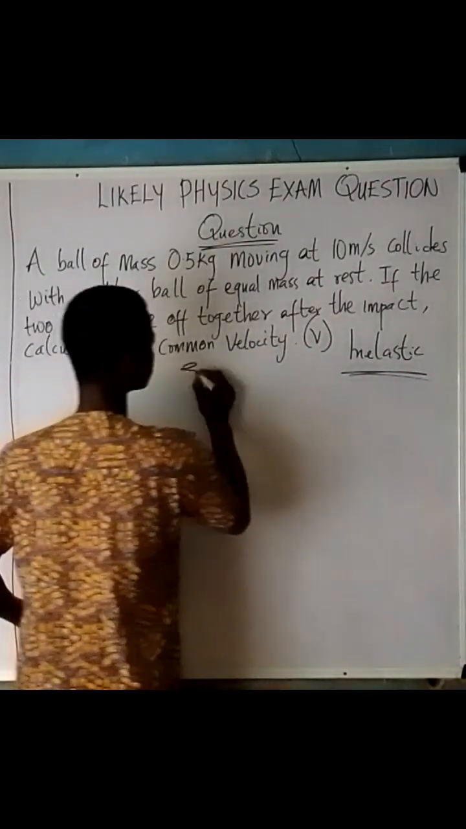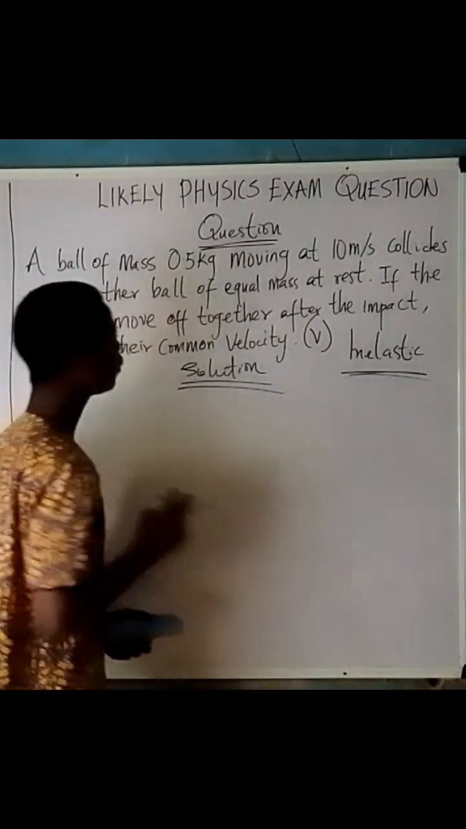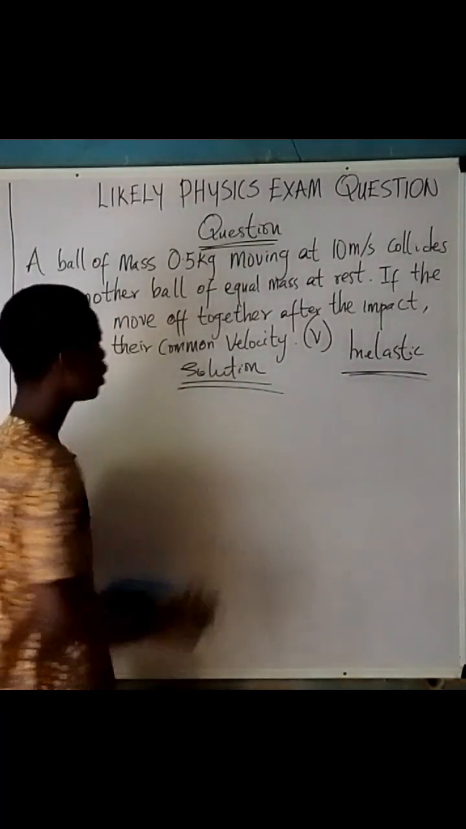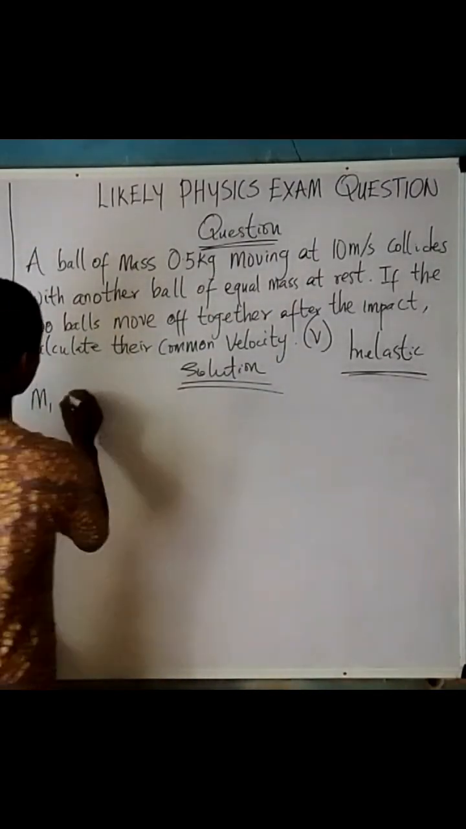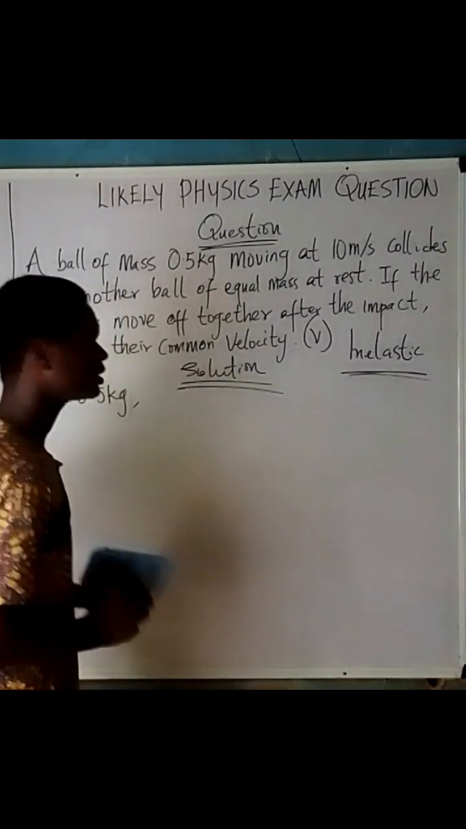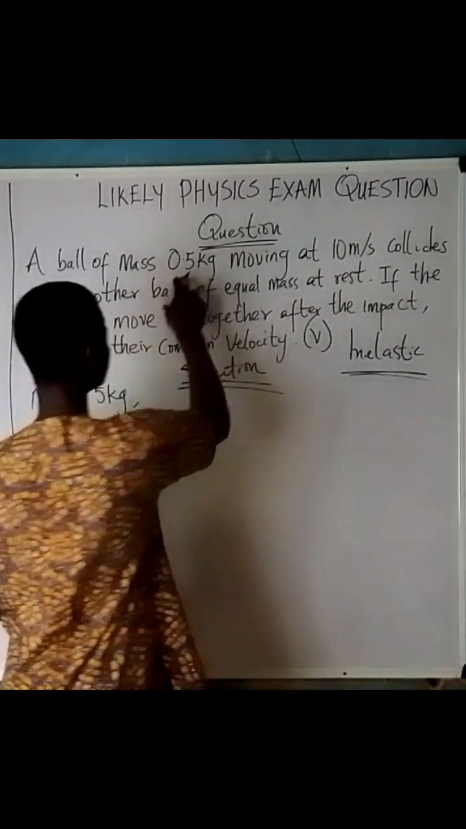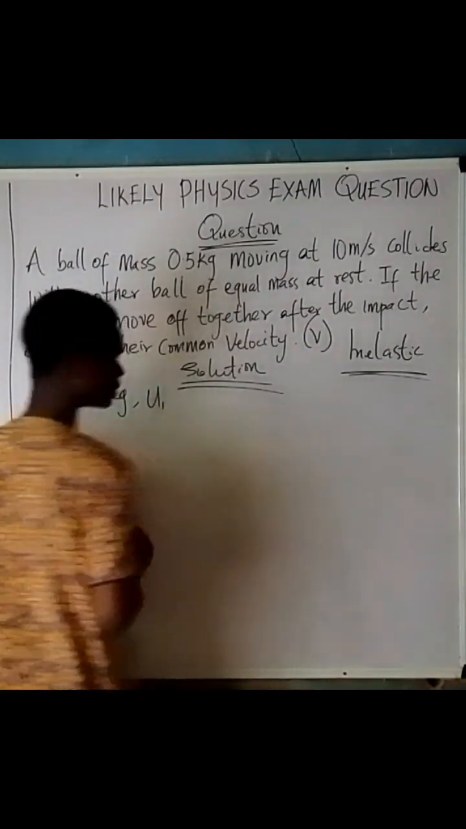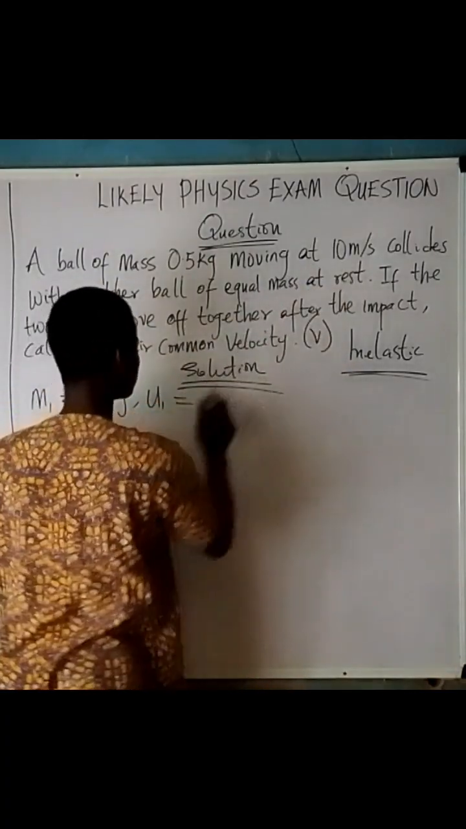So let's see what was given in this question, and let's see how we are going to solve it. They said a ball of mass 0.5 kg. Since we have two balls in this question, we will call the first one our M1. They said M1 has a mass of 0.5 kg. They said that it was moving off at 10 meters per second. Since this is our M1, this first velocity will be our U1, because it is the initial velocity before they collided.